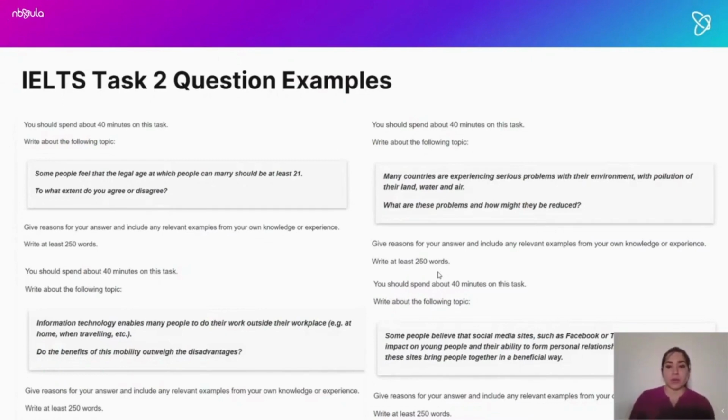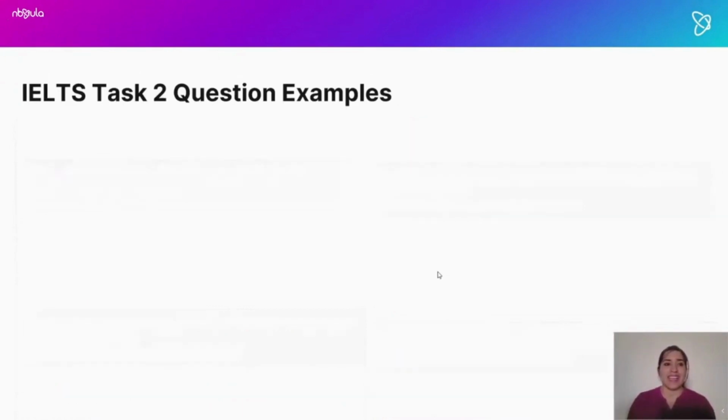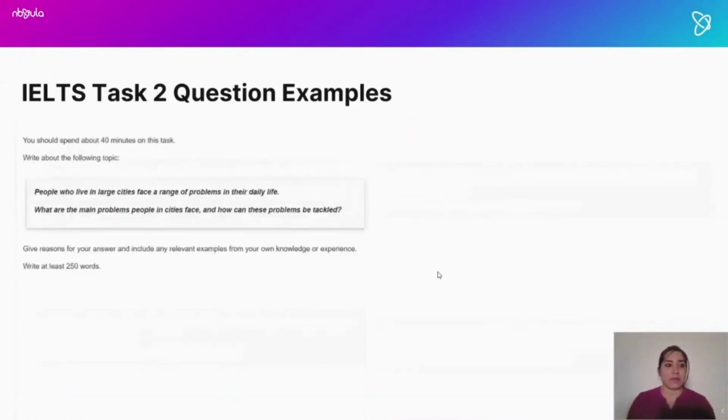So you're weighing out your options and you're also giving opinions about it. Okay. The next one that we have, an example would be a two-part question. Okay, so here your question is: people who live in large cities face a range of problems in their daily life. What are the main problems in cities faced, and how can these problems be tackled? So it's a two-part question. What are the main problems, and how can they be tackled?